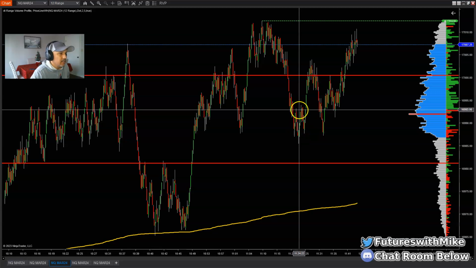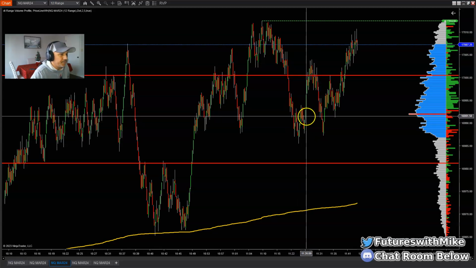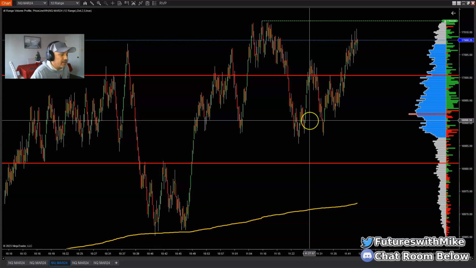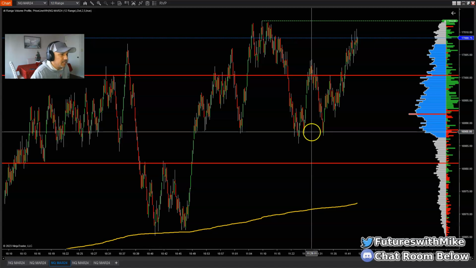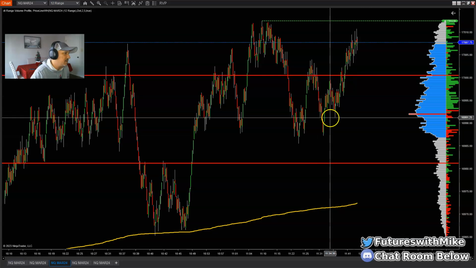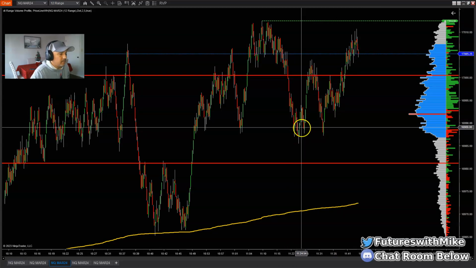It turns back around, starts to break structure back to the upside. This is a demand area resting right here, in this area right here. Okay. Now, what does it do? It comes down there, grabs liquidity right below it, and then blasts off to the upside.